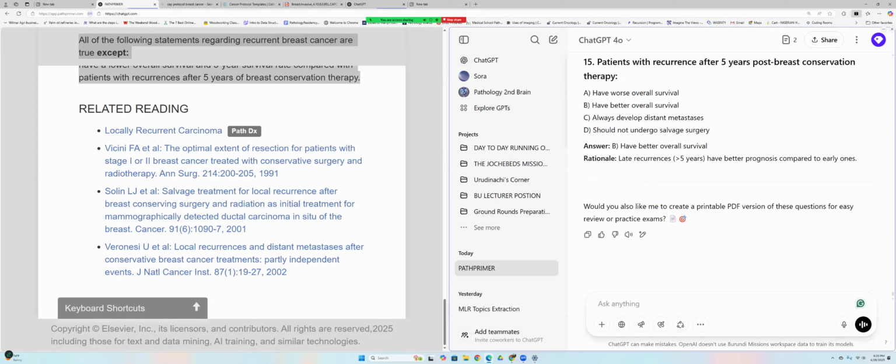Number 15. Are you done with number 15? Kenya with parents after five years. Okay, yeah. Okay, let's go to the next question.